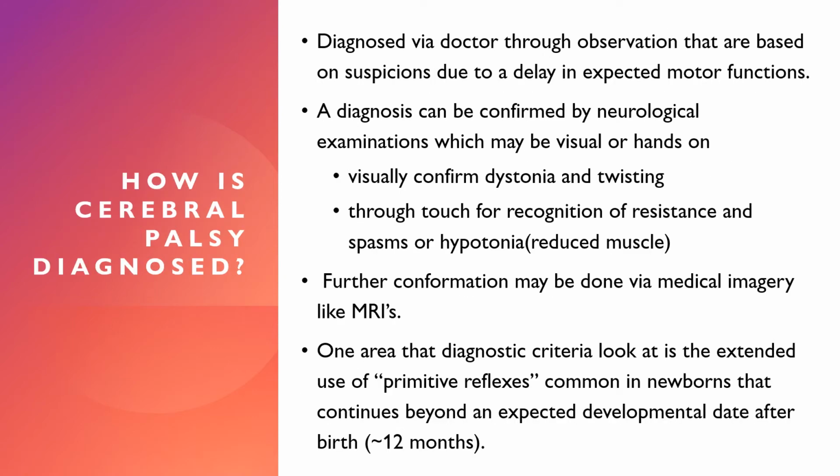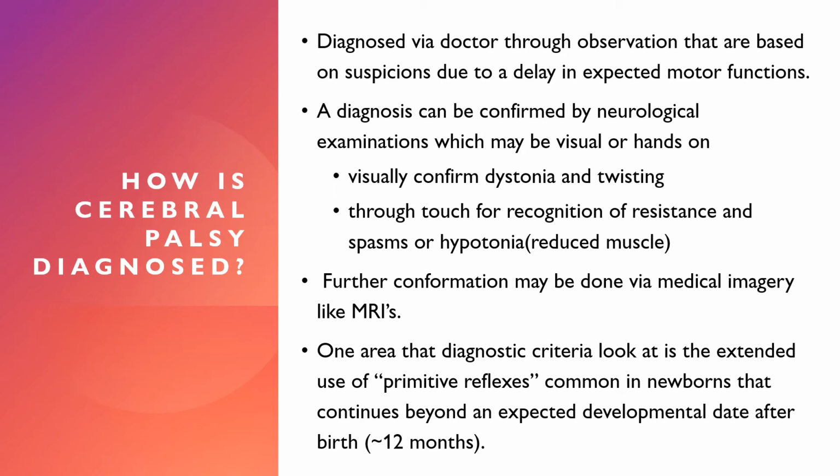So how is cerebral palsy diagnosed? Well, obviously it's done via a doctor, and usually initially it's done through observations. There may be some suspicions a doctor has due to the delay in expected motor functions. Like I said, by 12 months, there's supposed to be certain things that occur. So a doctor will realize this and do some observations, and it can be confirmed by neurological examinations, which can be visual, hands-on. So they might visually confirm dystonia or twisting, the things that they could visually see that the child's doing that isn't something that should be occurring at that developmental milestone in their life.